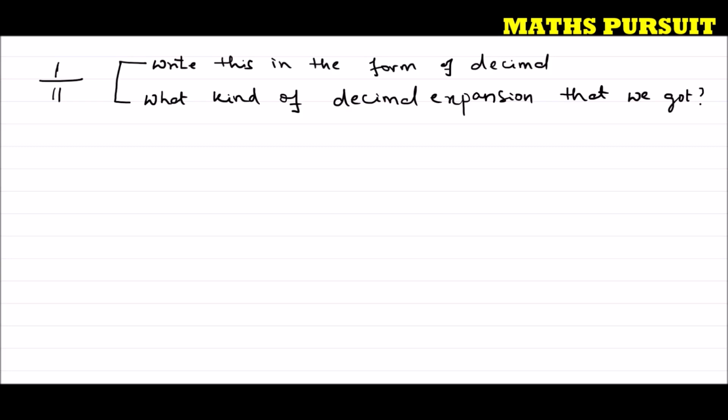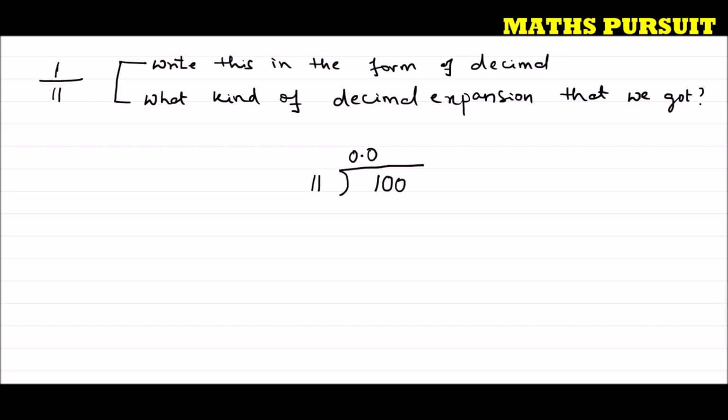Now the first part is write this in the form of a decimal. So let us divide 1 by 11 in our traditional way. You could see that I cannot divide 1 by 11 initially because 1 is smaller than 11. So I need to add a 0 here to 1. In order to add a 0, I need to put 0 dot, the decimal point, and then I can add 0. Now after adding 0 also, still 10 is less than 11. That means I need to add one more 0 after the decimal, and I need to make it 100.